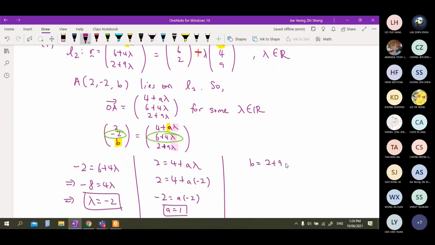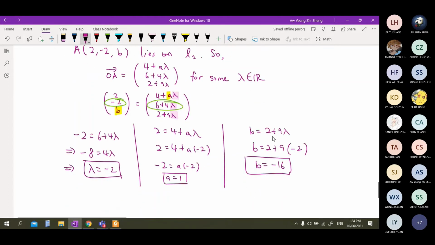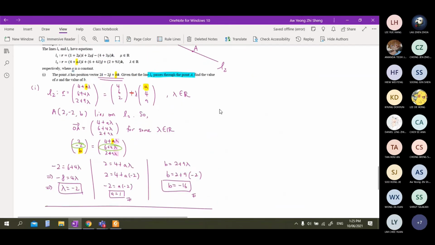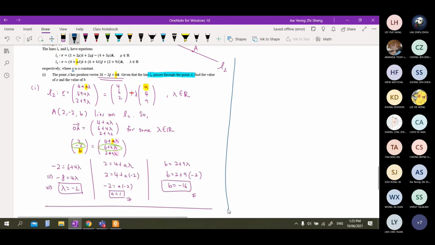B is 2 plus 9 lambda. B is 2 plus 9 times minus 2. B is minus 16. So there we have it, the values of A and B. And this is the end of part 1.